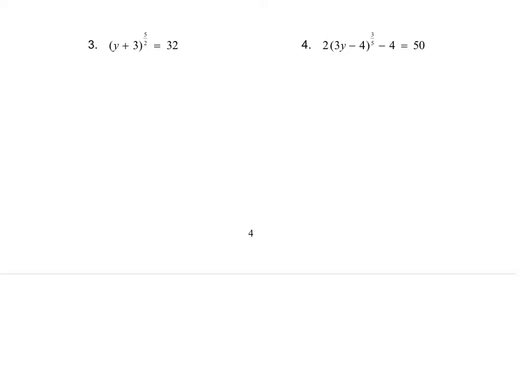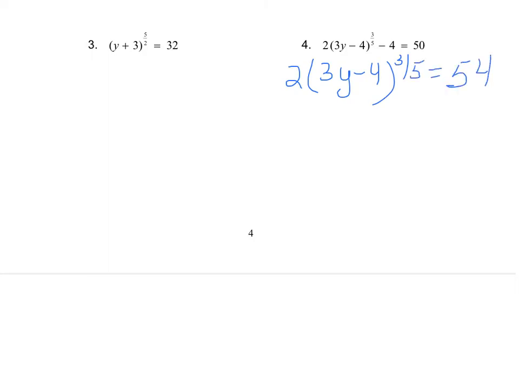We're going to skip number 3 for now and go to number 4. Number 4 is kind of big. Our exponent is 3/5, but our base in this guy is a binomial. So we have to get that base, which is 3y minus 4, to the 3/5 power isolated. All right, so we're going to add 4 to both sides. We will have 2 times 3y minus 4 to the 3/5 power equals 54.